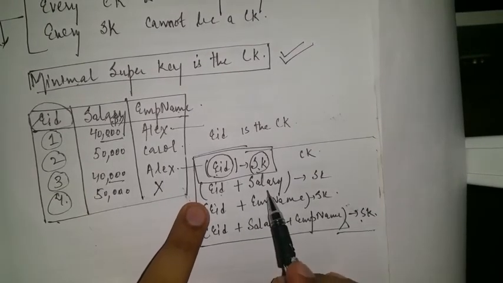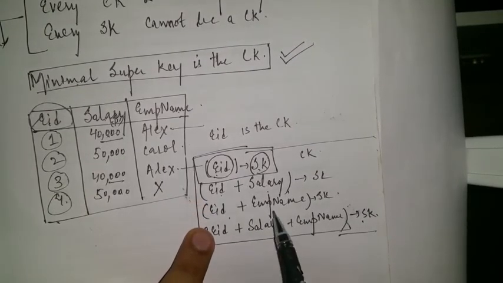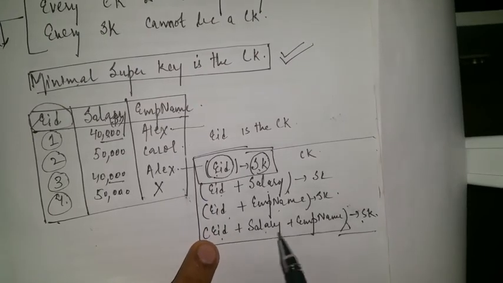Second, EID plus salary, EID plus employee name, EID plus salary plus employee name are all super keys.